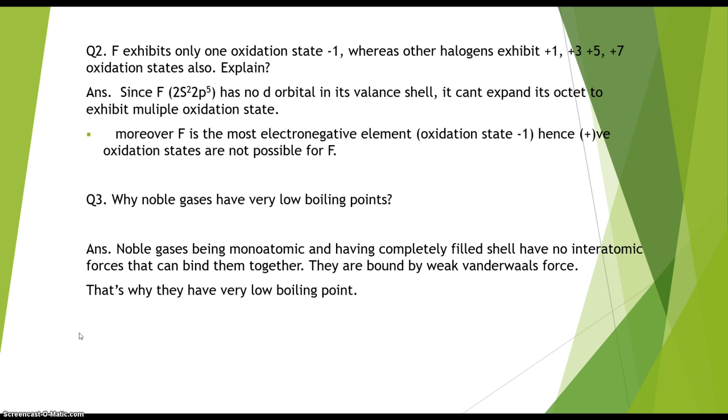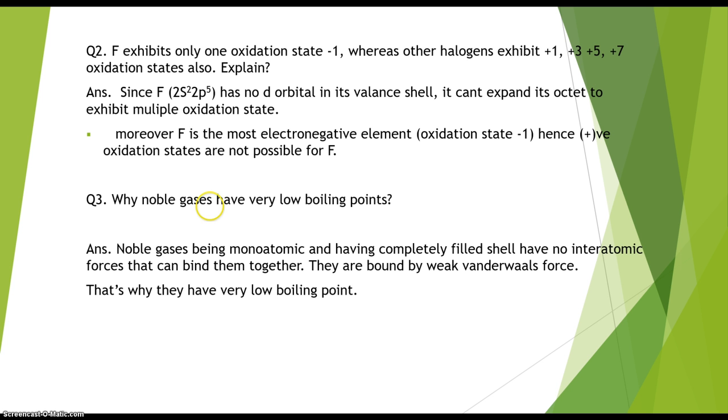Why? So first of all, fluorine is a member of period number 2. It has only 2s and 2p orbitals in its valence shell. In fact, fluorine has the valence shell configuration 2s2 2p5. So only 2s and 2p orbitals are there in the valence shell of fluorine. It has no d orbital. Since it has no d orbital, it cannot expand its octet and cannot exhibit higher oxidation states like +3, +5 and +7, right? Moreover, fluorine is the most electronegative element present in the periodic table.